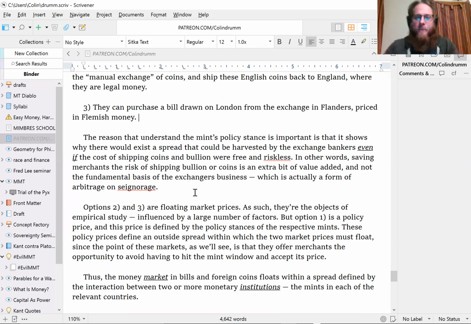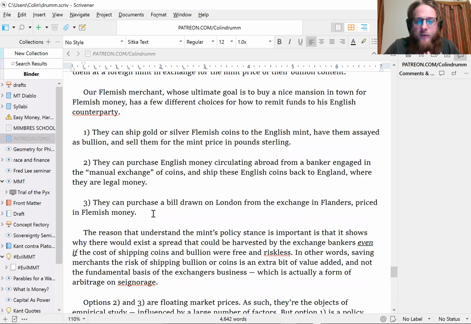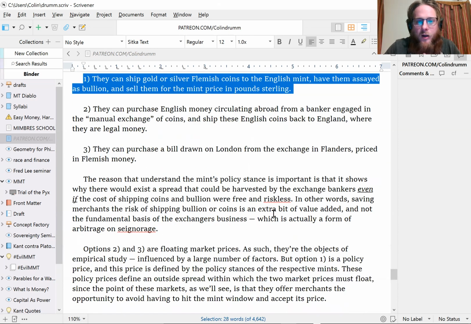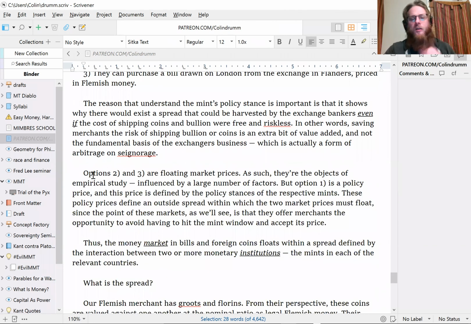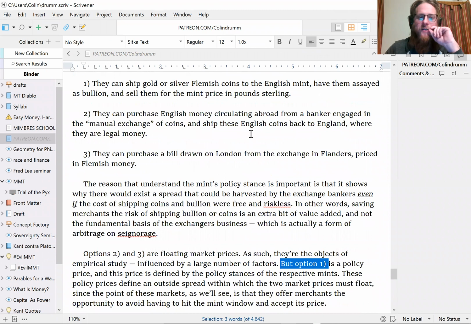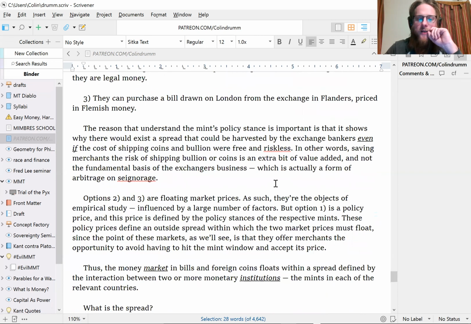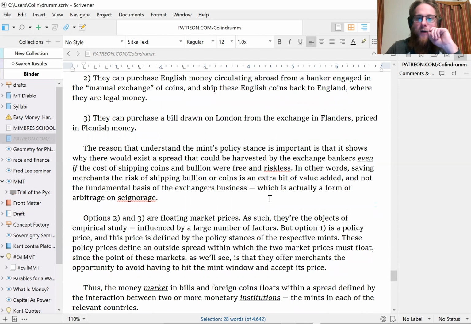So what if instead of going to the money market in either of these ways, they ship gold or silver Flemish coins to the English mint? What's going to happen? Well, the second and third options are floating market prices, so we'd have to study them if we wanted to know about them. But the first option, the price of doing this, is not a floating market price. It is a policy price, and this policy price is defined by the stances of the two mints combined. So if I'm in Flanders and I need to send money to England, that's going to cost me something. And what is that cost?